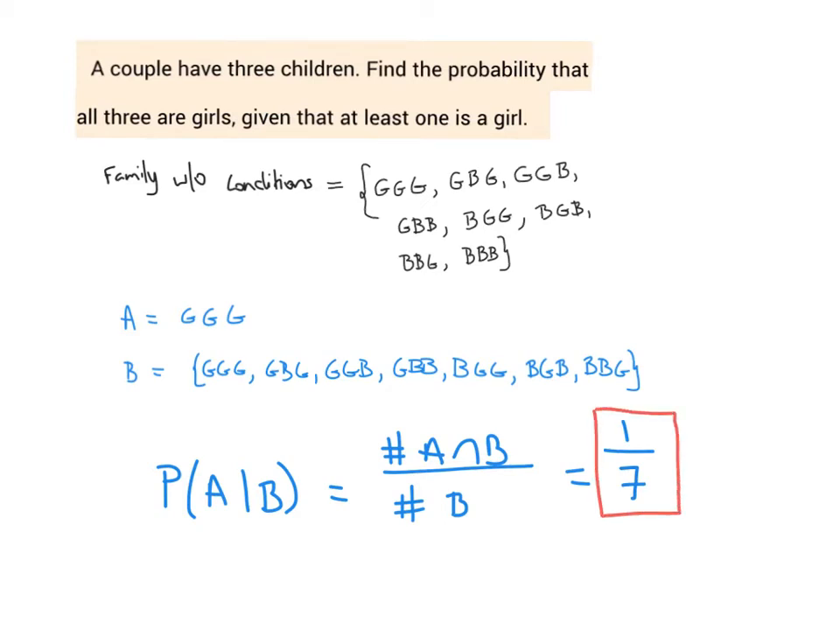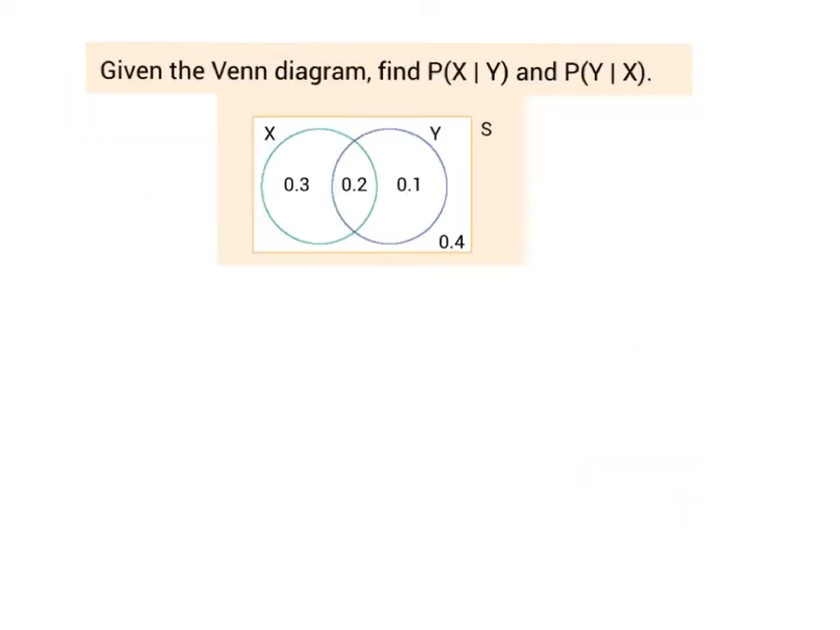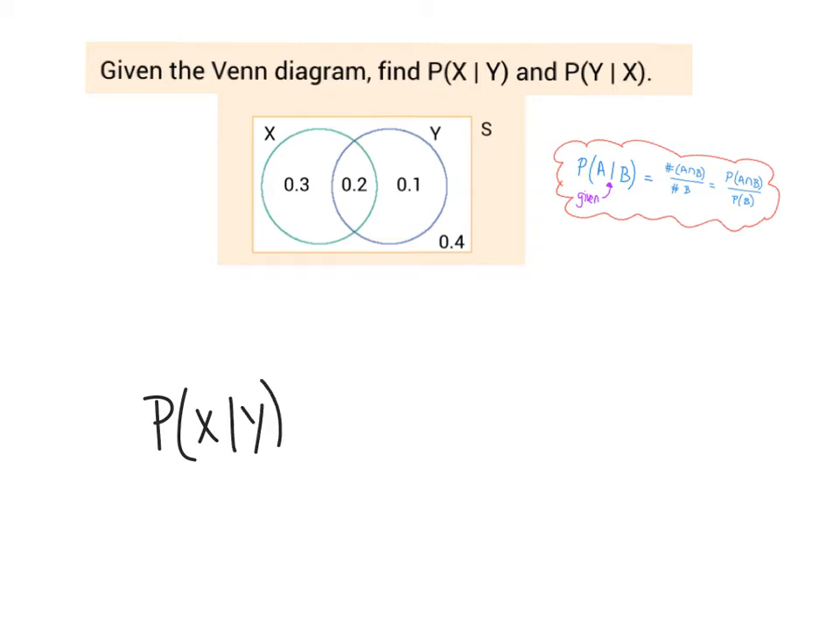Okay, so we'll have another look at another example. Okay, so here we're given a Venn diagram and we're asked to find the probability of x given y and the probability of y given x, and it's something we discussed a moment ago. Okay, so here we go. We want to find P of x given y.